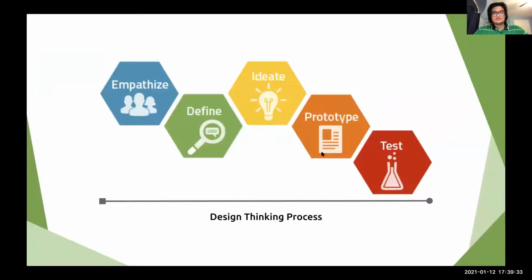Awesome. So now I'm just gonna quickly show the steps of the design thinking process. So we have empathizing, defining, ideating, prototyping, and testing.